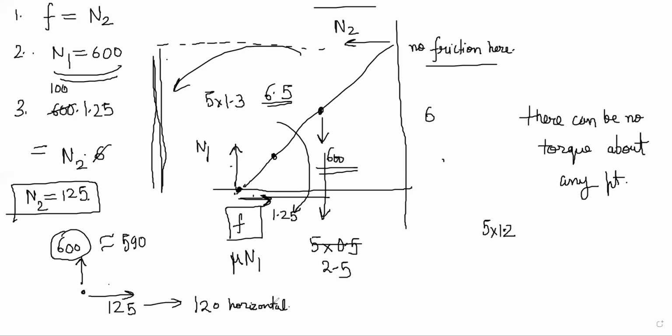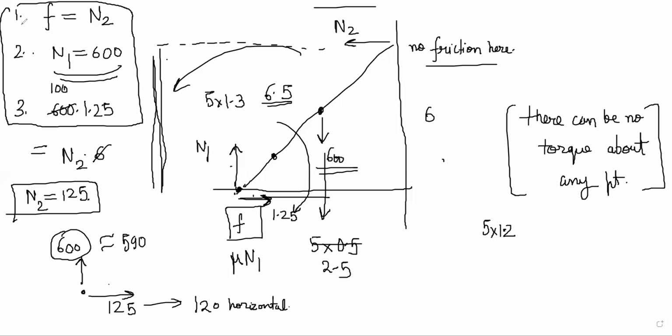So for static equilibrium, calculate torque about any point, that is fine, right? So choose your point wisely. Choose your point in such a way that you can reduce the number of torques that you have to write. And force balance, obviously you have to write. Force should be balanced, torque should be balanced, right?